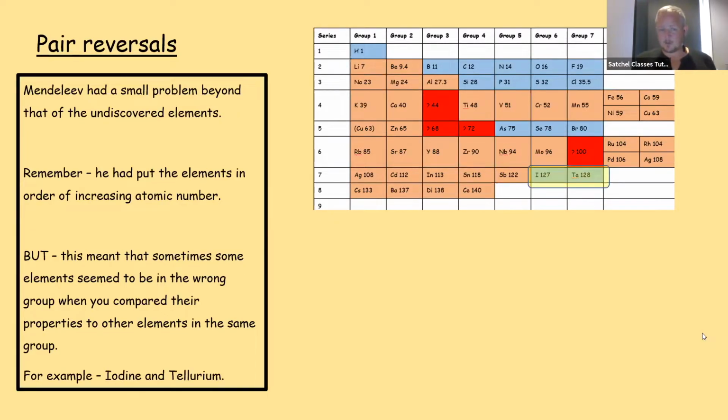This is the example, iodine and tellurium. If you look at the table on screen there, I've highlighted iodine and tellurium with the yellow box, and you can see that they go up in order of atomic mass. So the element before it, 122, iodine 127, tellurium Te 128.